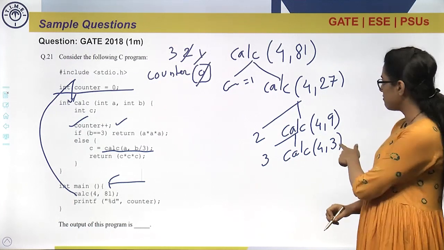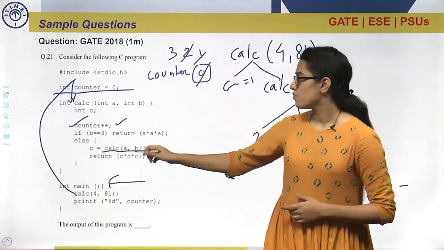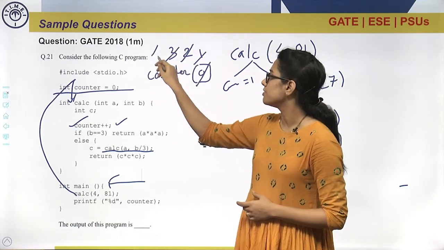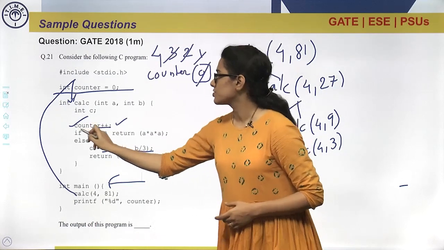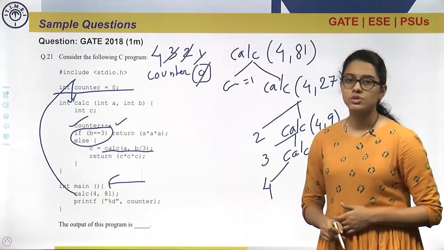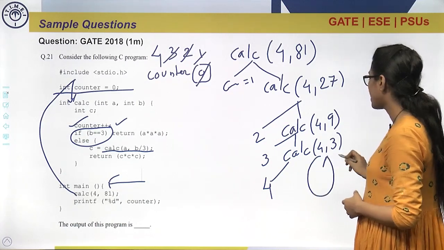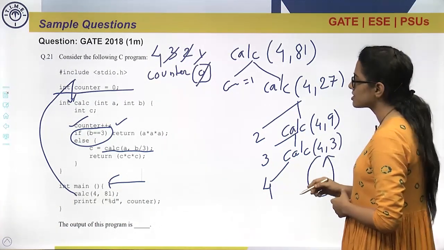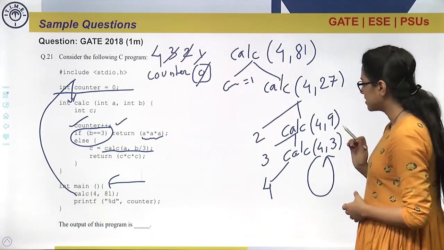Now see here, the b value has become 3, but what is the sequence of the statements? First increment the counter value, then check the condition. Now this condition is true. If this condition is true, we have to return this value a into a into a. We are not interested in what is getting written there, a into a into a, so I am not calculating this value.